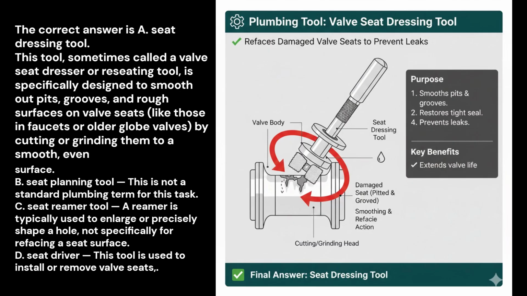B. Seat planning tool. This is not a standard plumbing term for this task. C. Seat reamer tool. A reamer is typically used to enlarge or precisely shape a hole, not specifically for refacing a seat surface. D. Seat driver. This tool is used to install or remove valve seats, not to smooth their surface.